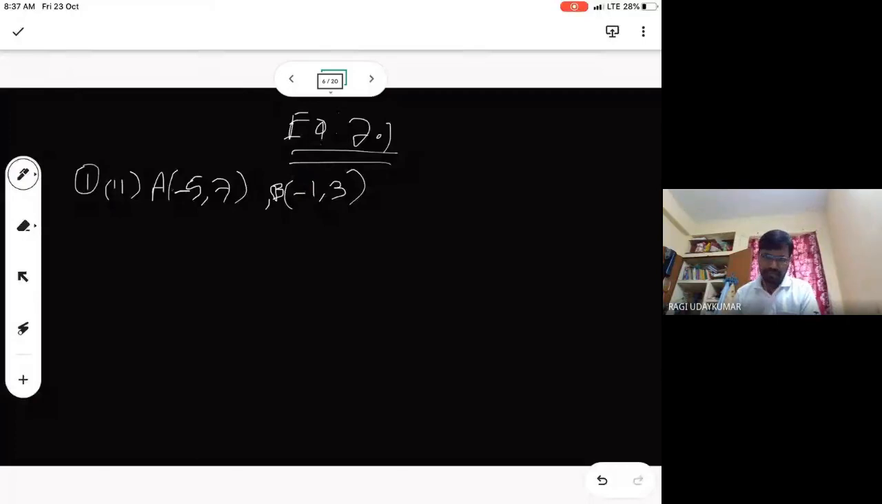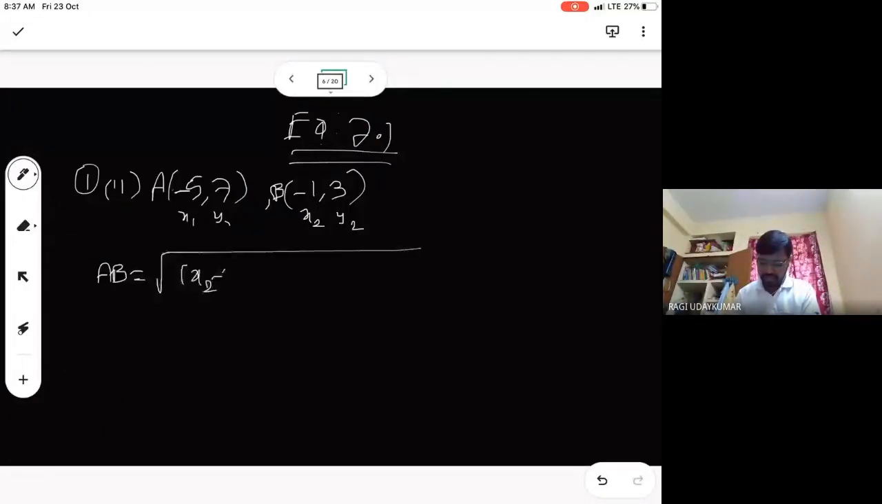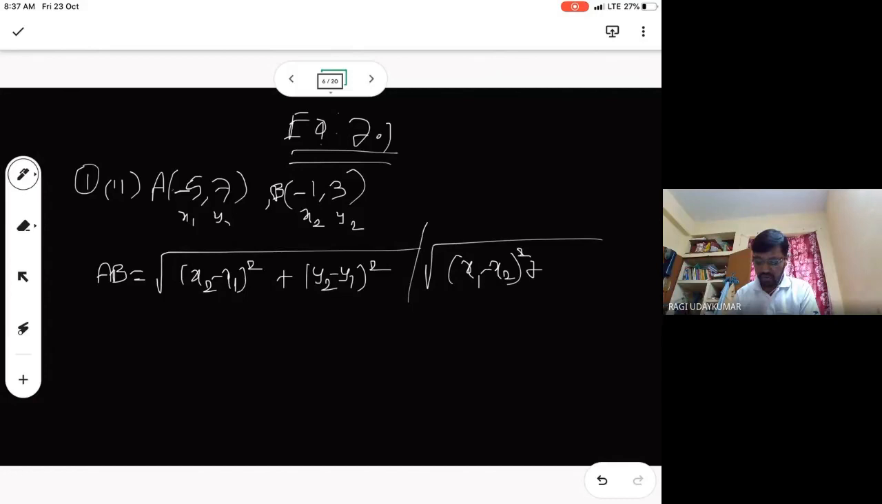Write x1 y1 here below, and x2 y2 here below. You may have a doubt: sir, if I write this point as x1 y1, what will happen? Nothing will happen, both are the same. So AB is equal to under root of (x2 minus x1) whole square plus (y2 minus y1) whole square. Do you remember that the formula can also be written as under root of (x1 minus x2) whole square plus (y1 minus y2) whole square? Because you are having a whole square, if you take x2 minus x1 or x1 minus x2, both are the same.